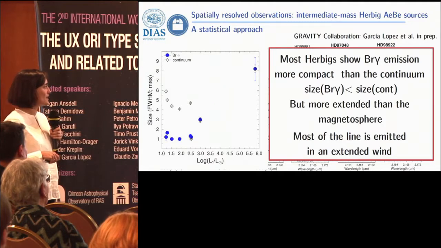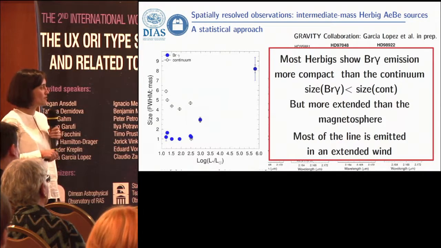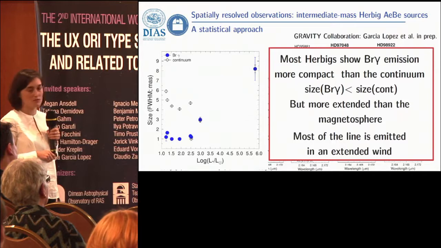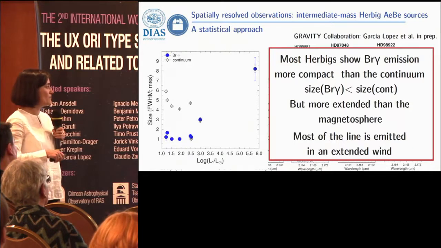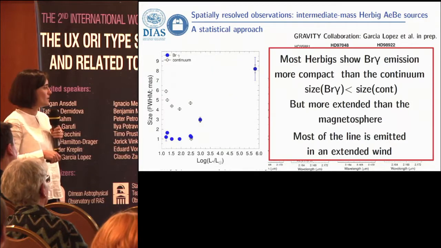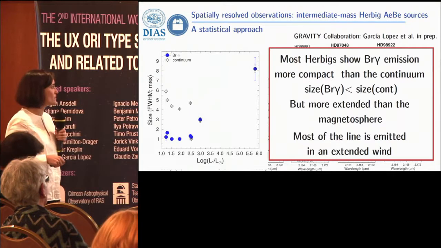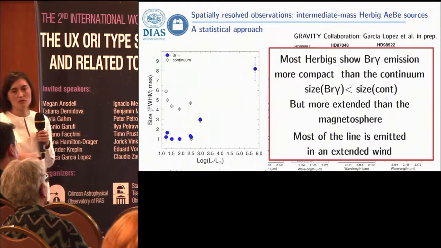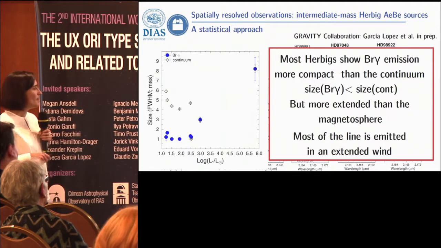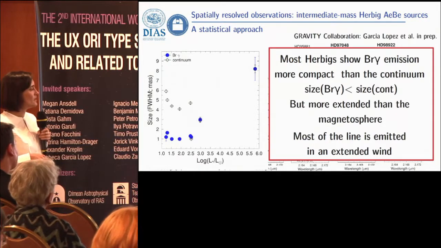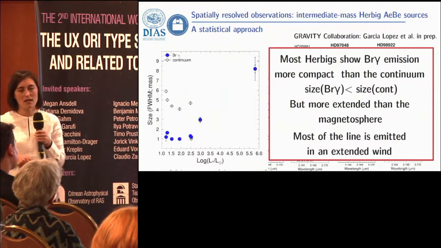What we find is that, so this is the size of the Brackett gamma line, the blue dots are the size for the Brackett gamma line, the open diamonds are for the continuum. So you can see that for the few sources that I plotted here, the Brackett gamma line is more compact than the continuum. And this was already observed previously by Rickie Kurosawa, but for a small number of sources, and here I haven't included NWC 297, that is also big. What you can see is that at a certain point, the size of the continuum and the size of the Brackett gamma coincides.